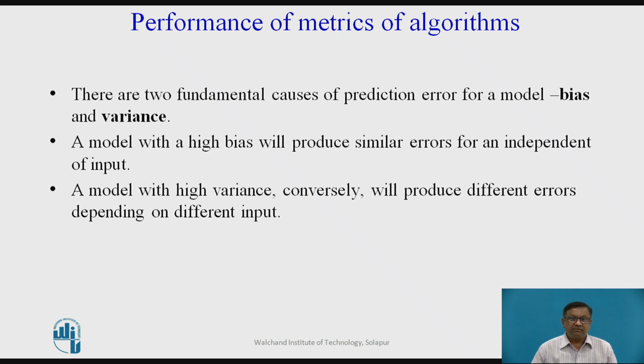But when different inputs are there, and if it is generating different errors, then we can say the model is with high variance. So a model with high variance, conversely, will produce different errors depending upon the different inputs. So again here we require a balance between bias and variance. We don't want both extremes.